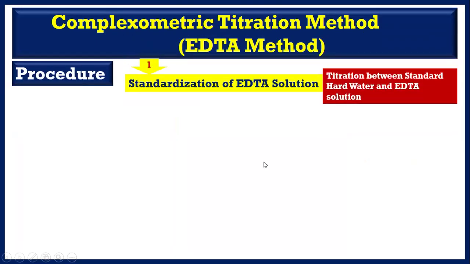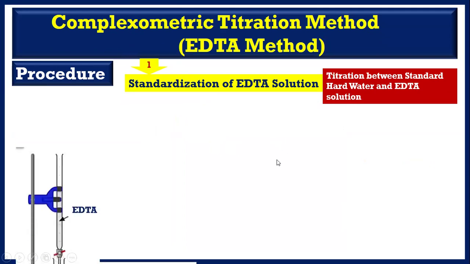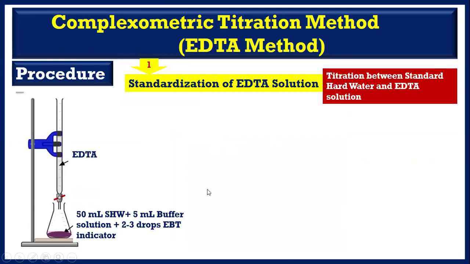Now, procedure. First step of the procedure is standardization of EDTA solution. What does it mean? It means the titration between standard hard water and the EDTA solution. For this purpose, we are taking EDTA in the burette. In the conical flask, we are taking 50 ml of standard hard water, 5 ml of buffer solution to maintain the pH 9 to 10 and 2-3 drops of EBT indicator.